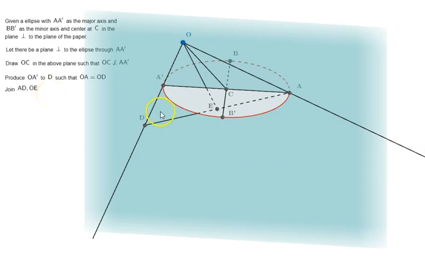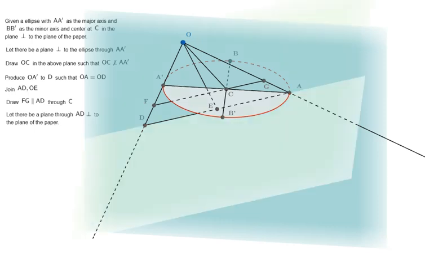Later on, anyhow, we will require it. So what have we achieved here? Remember, this OC was not perpendicular to AA'. So by carrying out this construction, we have arrived at AD on which OE is perpendicular. Let's draw FG parallel to AD passing through C. Let there be a plane through AD perpendicular to the plane of the paper. So let's bring in that plane. Now here, conditionally we have to proceed.